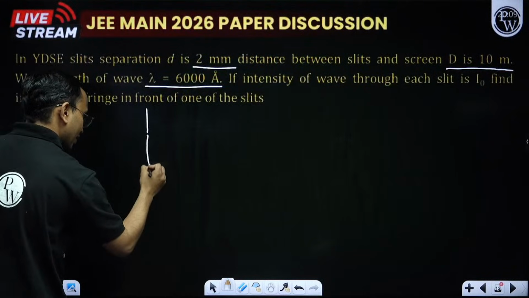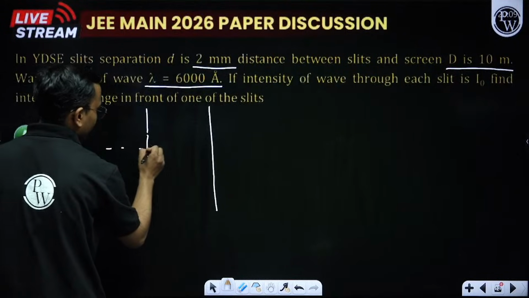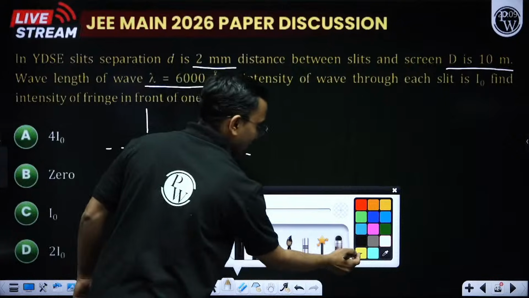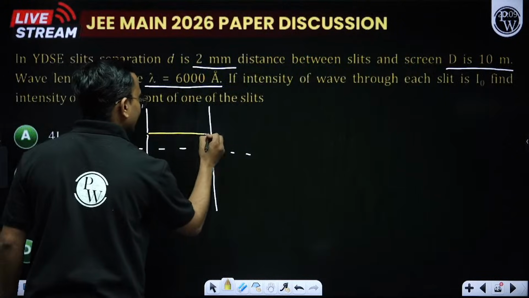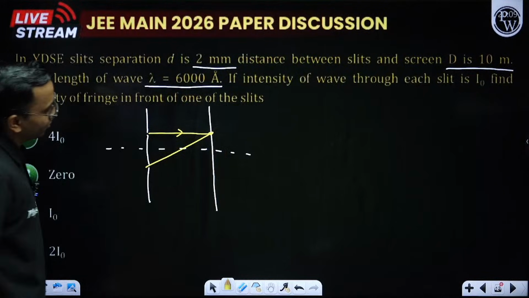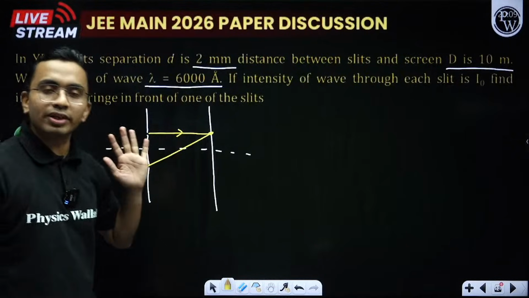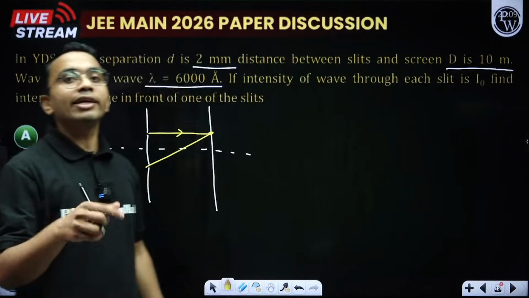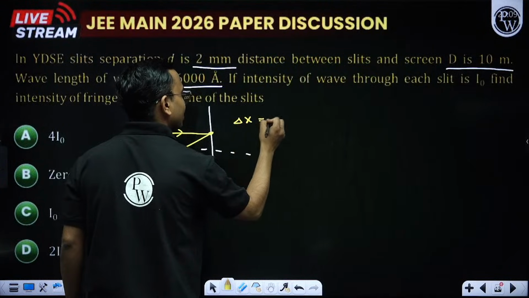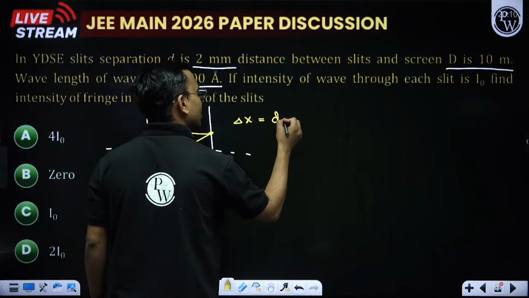Let us draw the diagram for you to understand it in a better way. We need how much will be the intensity here at this point. So first of all, I need how much will be the phase difference there. For that, I need how much will be the path difference there. Means what is delta x? Delta x we write as d sine theta, that is my dy by d.